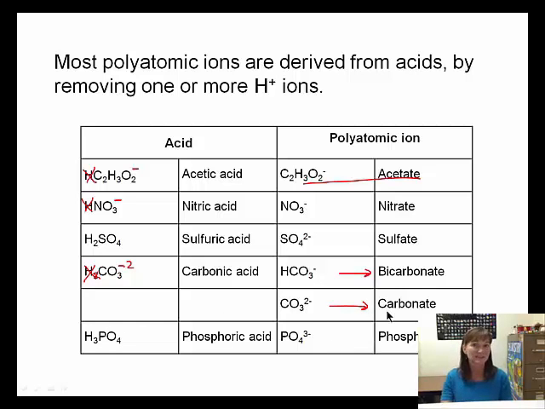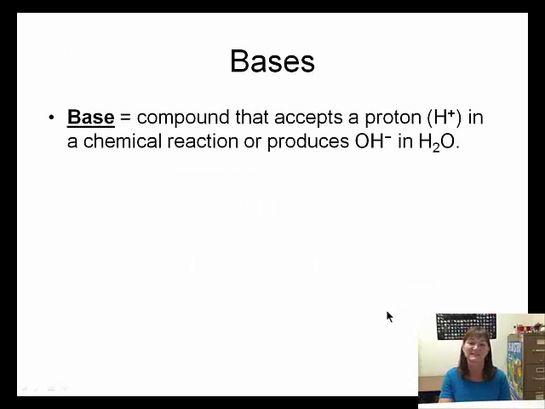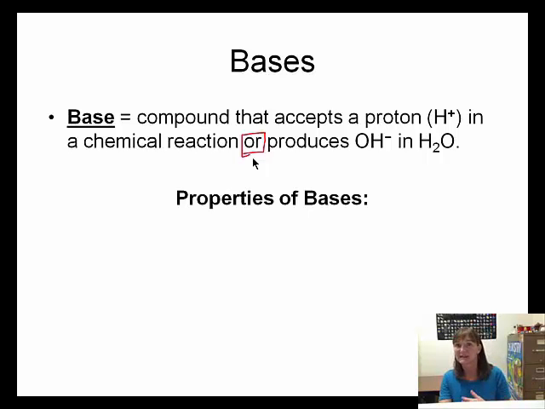Phosphoric acid will turn into phosphate if it loses all of its hydrogens. Bases are defined as compounds that will accept a hydrogen ion in a chemical reaction, or another way to think of a base is it'll produce a hydroxide. So it's important that you realize bases have two different definitions, and you use whichever definition you want depending upon the point you're trying to make. So memorize that bases donate hydroxide ions when you put them in water, or you can say bases accept a hydrogen ion. Okay, acids donate hydrogen ions, bases accept hydrogen ions.